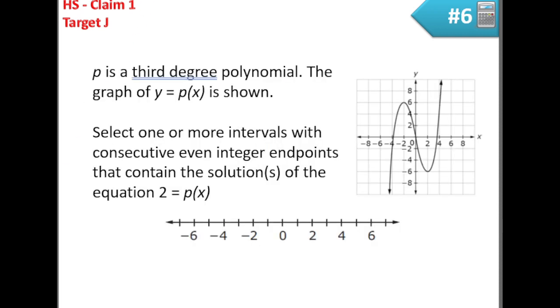Same here, p to the third degree. The graph of y equals p of x is shown. So which ones show y equals 2? Let's look at the x values here. So this is around here, -3, -4. The other one will be at around -1 and 0. And over here is 3 and 4.